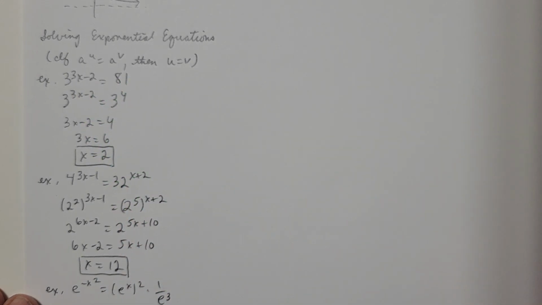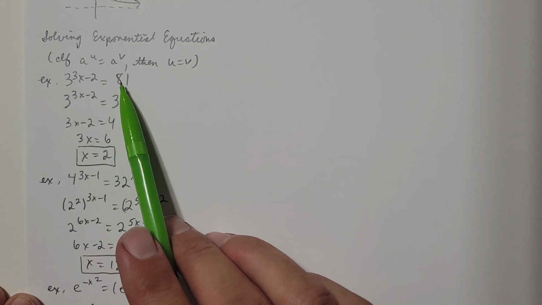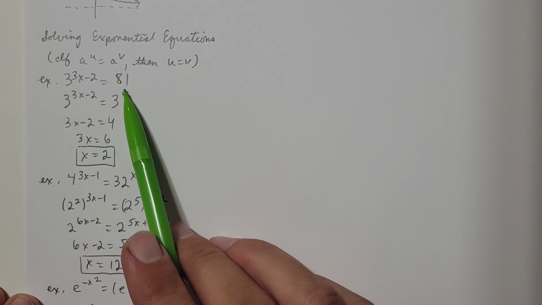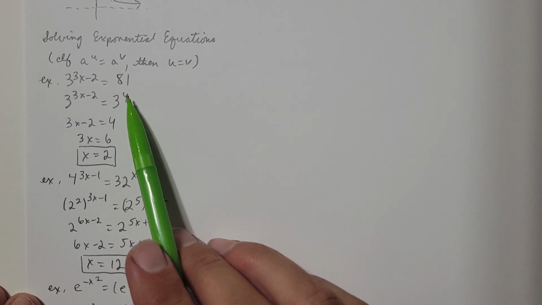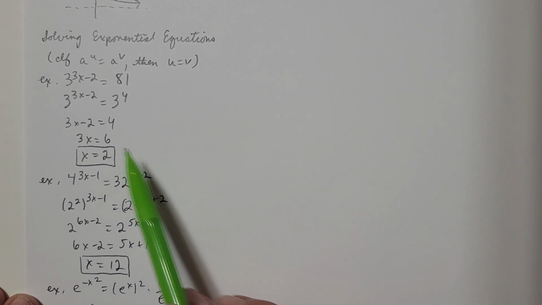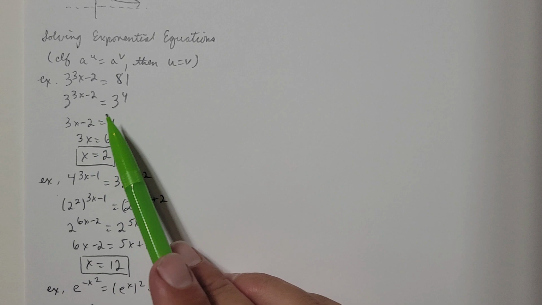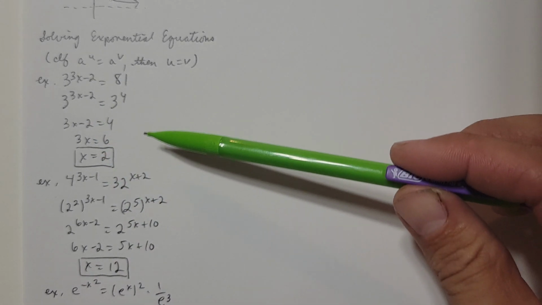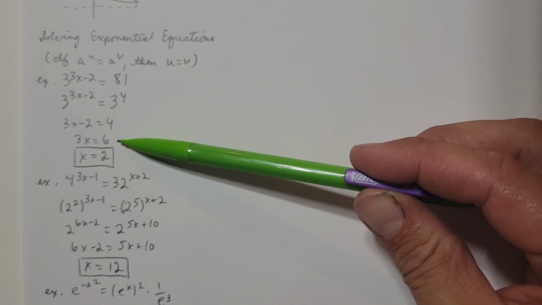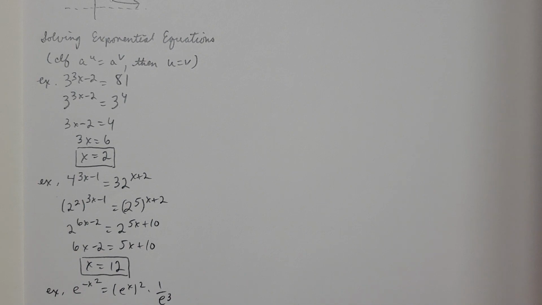Okay, so what if I want to solve the equation 3 to the power of 3x minus 2 equals 81? Well, 81, that's the same as 3 to the 4th power, right? 3 times 3 times 3 times 3. And now that I got the same base on both sides, I can remove those 3's and set the powers equal. So I got 3x minus 2 equals 4, or 3x equals 6. That means that x equals 2.